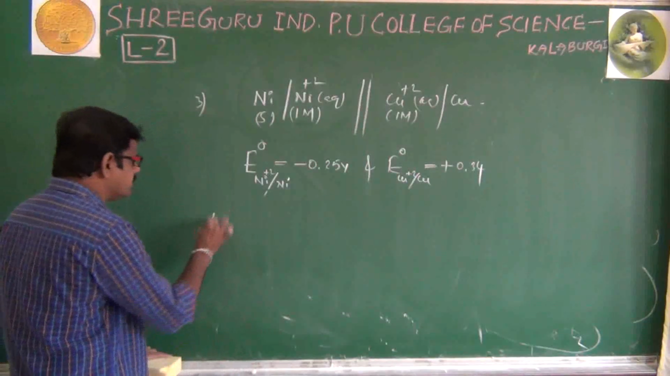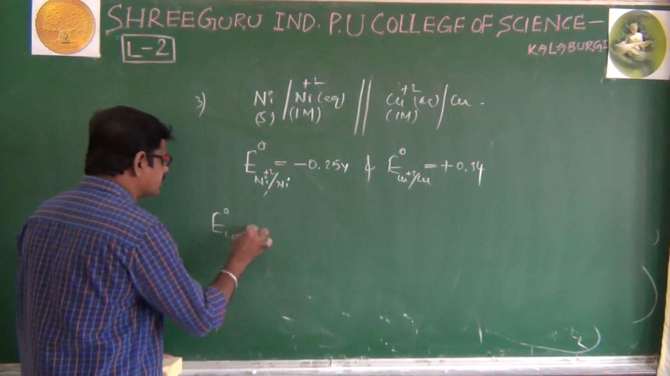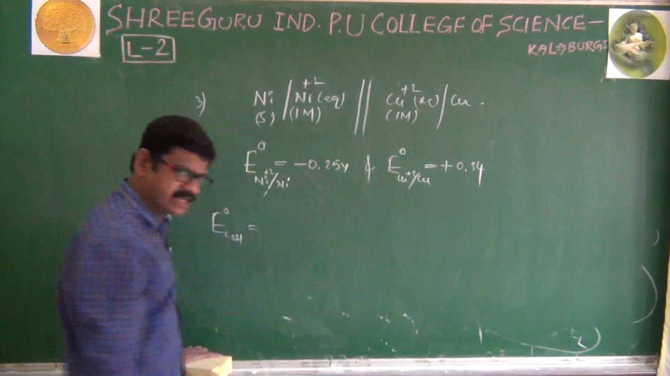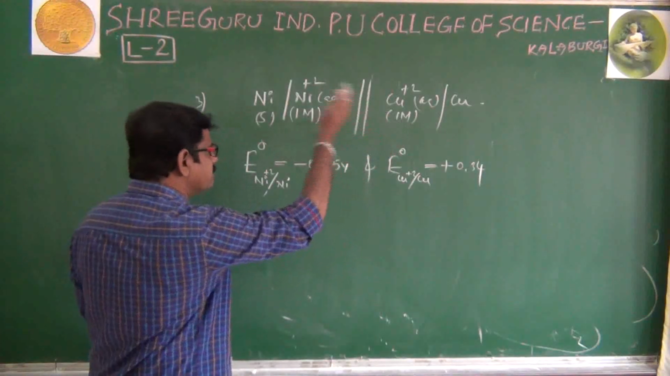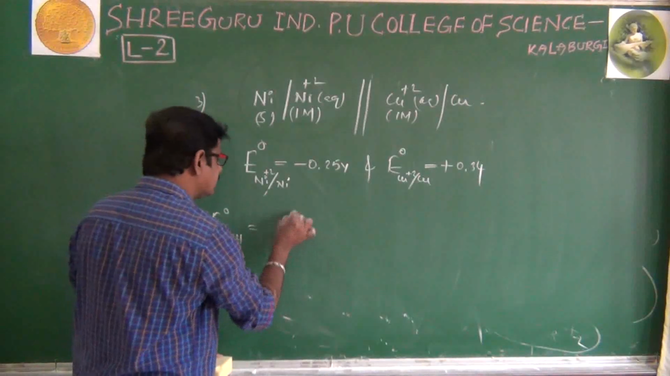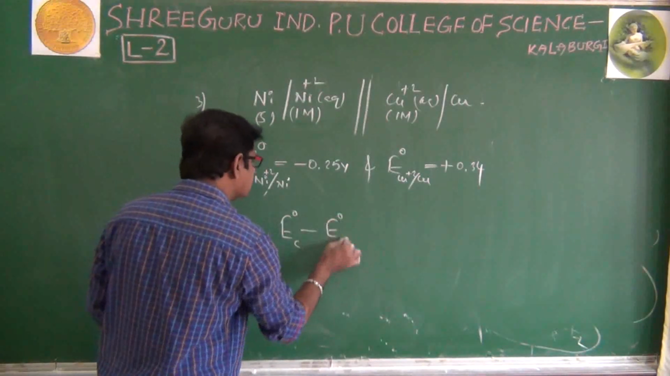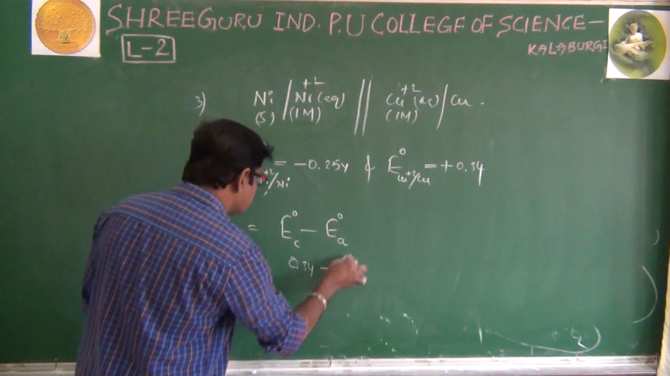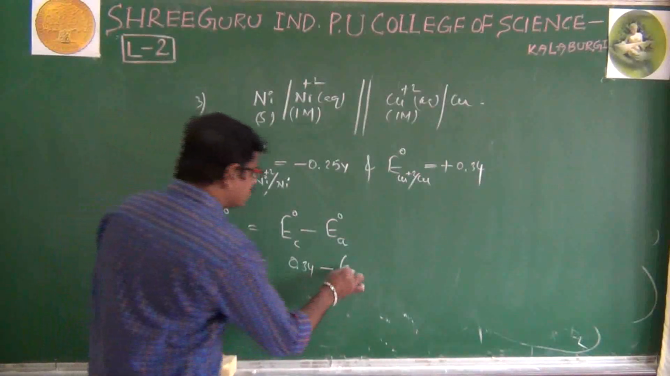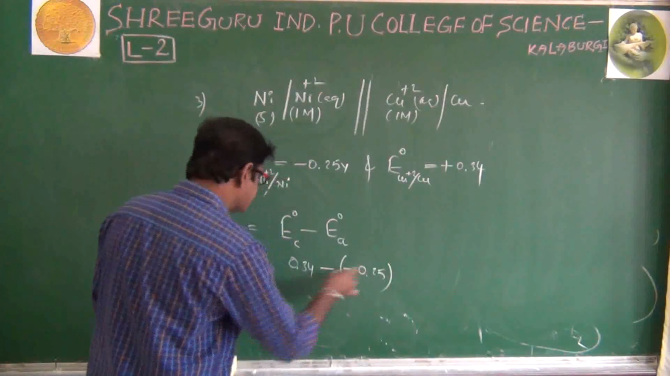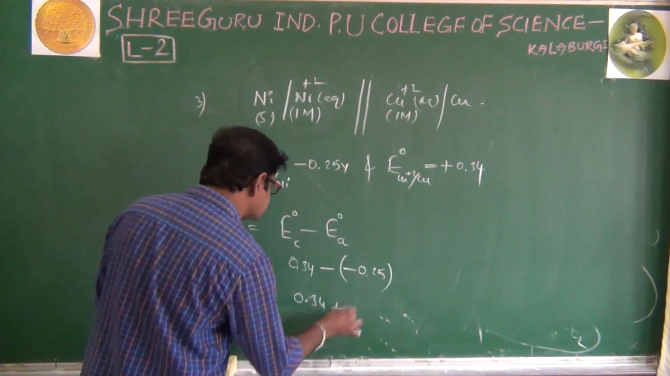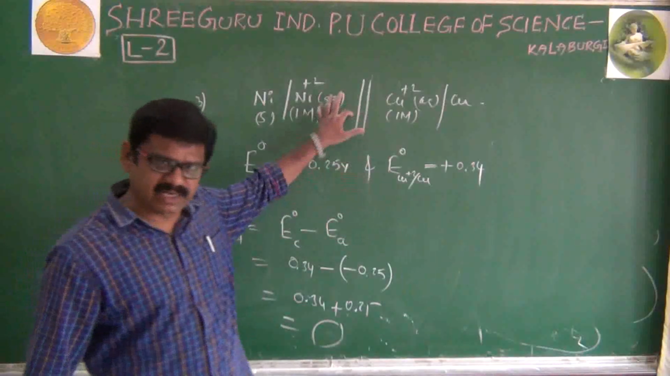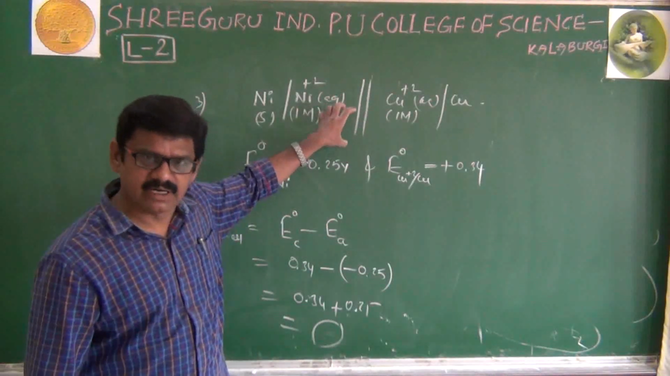Now we will find the EMF, E naught cell. The formula is already known to you, because both are standard reduction potentials only. Therefore, E naught cathode minus E naught anode. Cathode value is 0.34 minus of minus 0.25, so it becomes plus 0.34 plus 0.25. Whatever value you get is called the cell potential, or EMF, of the given cell.